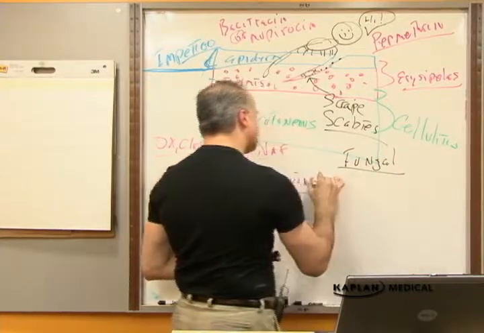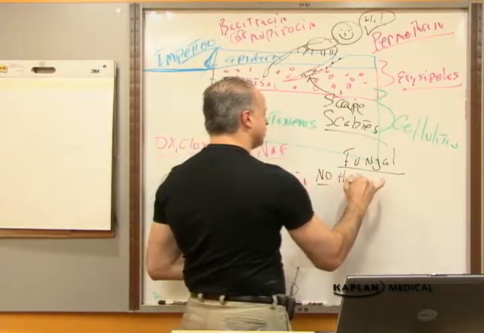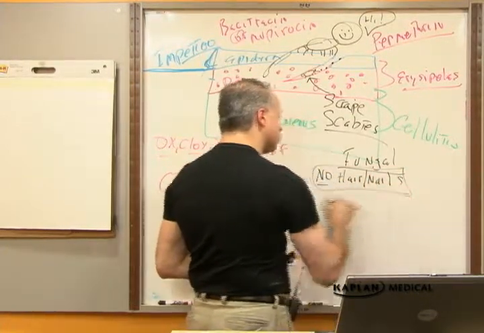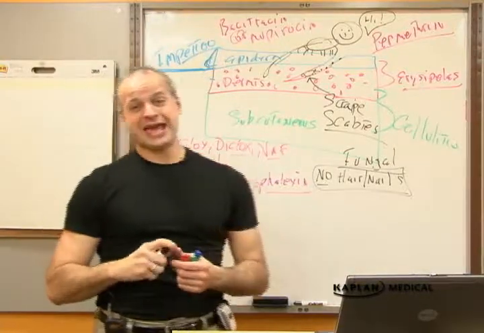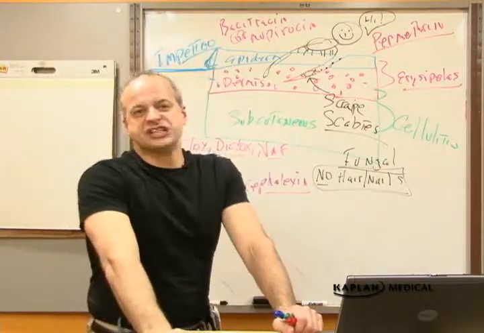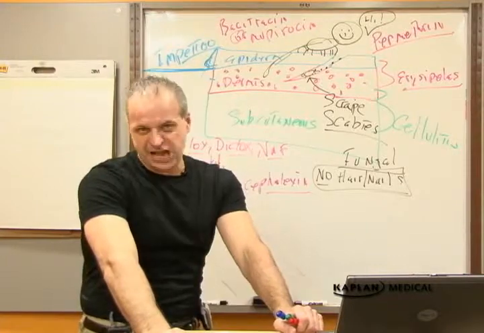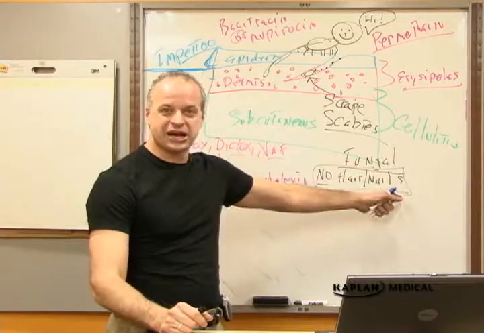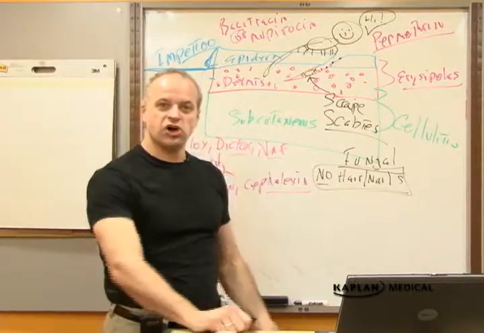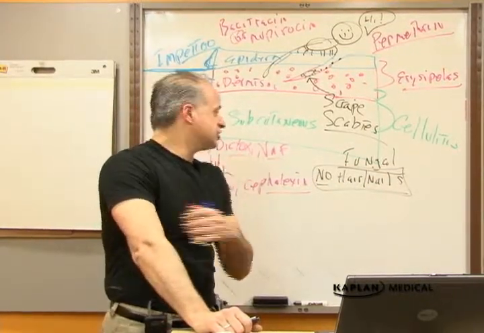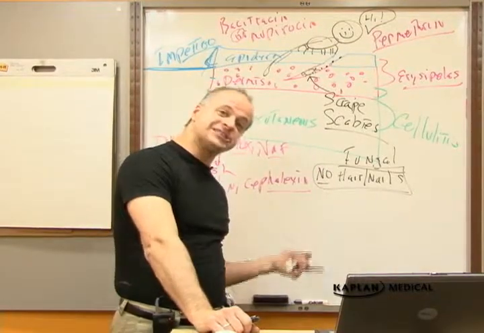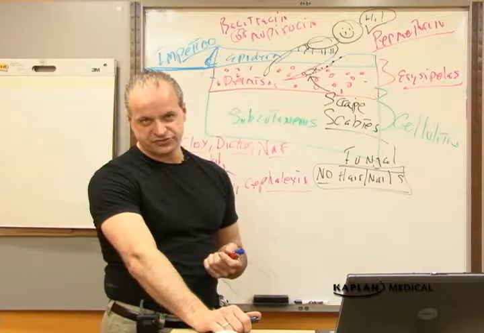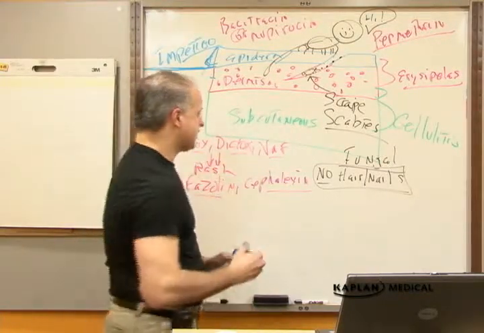Now, as long as there's no hair and no nails involved, you can use any topical you want. If there's hair and nails involved, you can't use a topical. Clotrimazole, ketoconazole, econazole, miconazole, any conazole you want, as long as there's no hair and nails involved. Once there's hair and nails involved, no topical, okay?